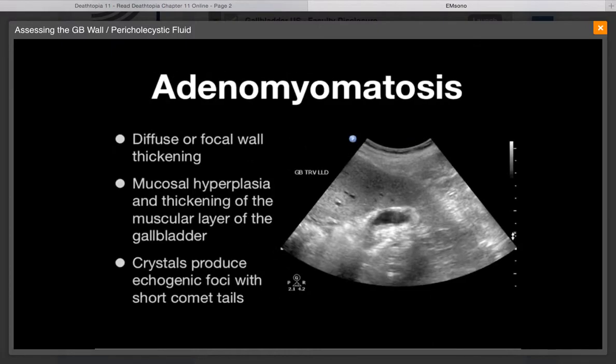Adenomyomatosis is characterized by mucosal hyperplasia and thickening of the muscular layer of the gallbladder. And you can see that here. The result is either diffuse or focal wall thickening, mucosal herniation into the muscular layer. These are called Rokitansky-Aschoff sinuses, and they frequently contain cholesterol crystals. And you can see here, you've got echogenic foci with short comet tails posterior to it.